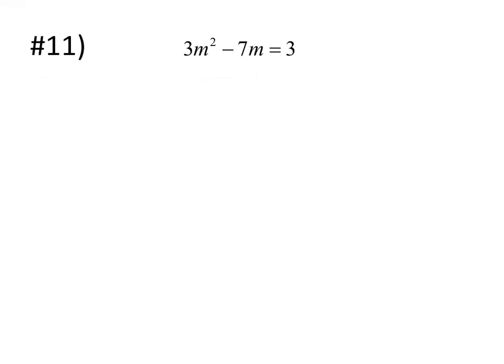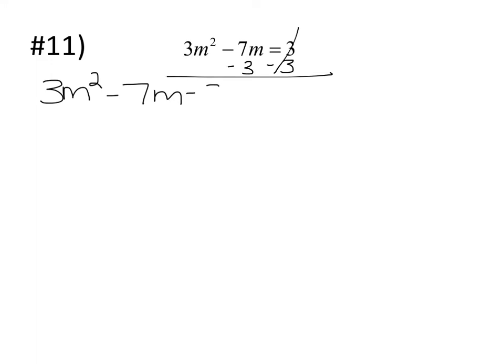All right, number 11. 3m squared minus 7m equals 3. First things first, I need to go ahead and subtract 3 from both sides. So you have 3m squared minus 7m minus 3 is equal to 0.